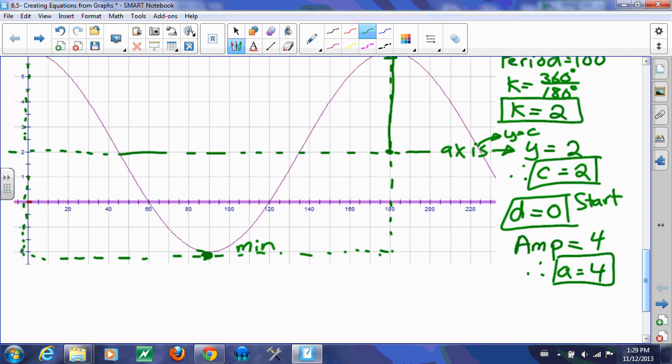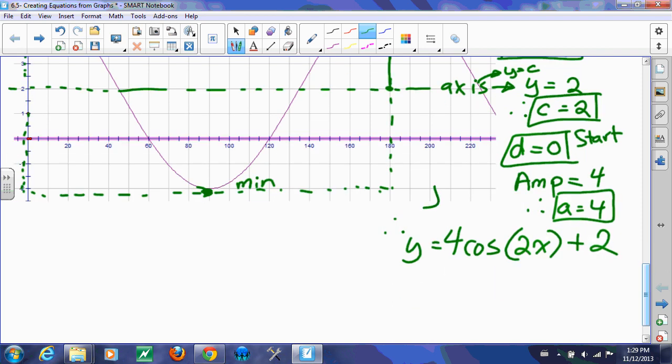So therefore, we have y equals a, which is 4, times the cos of k, which is 2x, plus my c, which is 2. Usually the one you start with is going to be the easier one, in terms of usually won't have a d value in terms of writing that out.